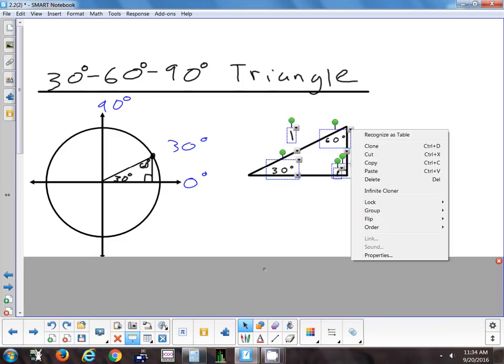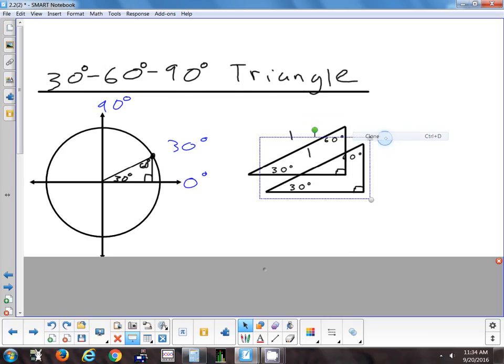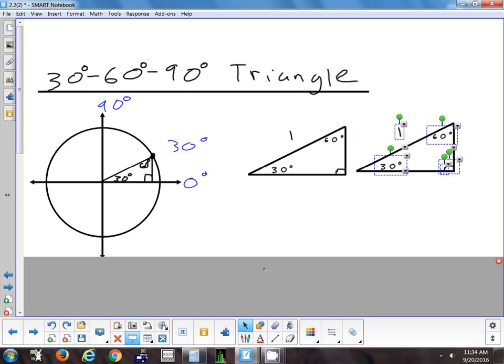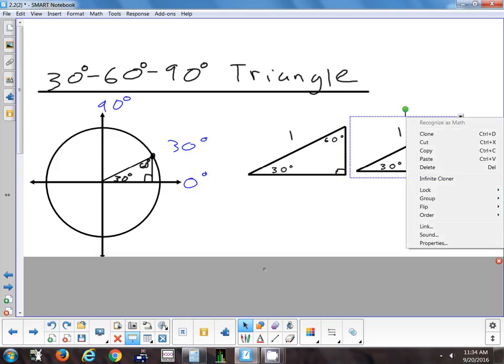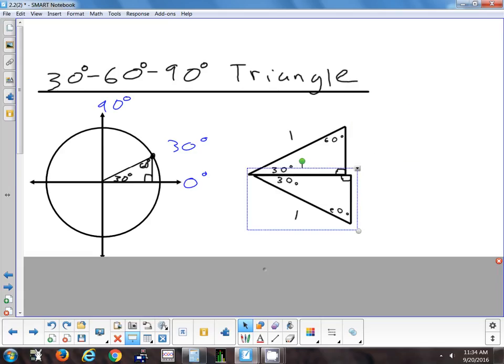So let's just group all that together. All right, so I'm going to make a copy. And now what did you say? Oh, make a rectangle out of it? All right, so to do that, I'd have to kind of flip that triangle around a little bit. I like the idea of flipping it, but instead of making a rectangle, let's do something like this.